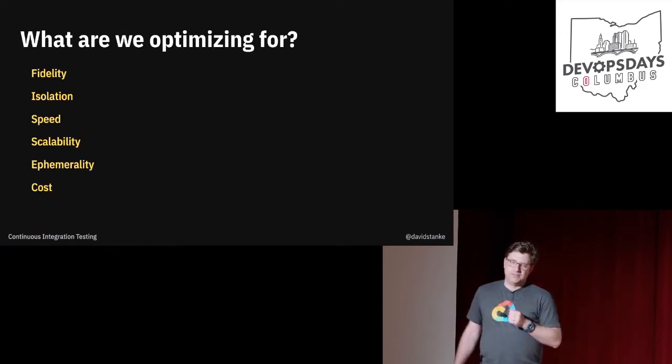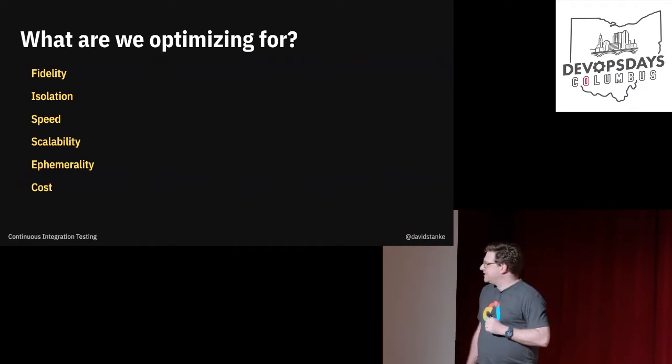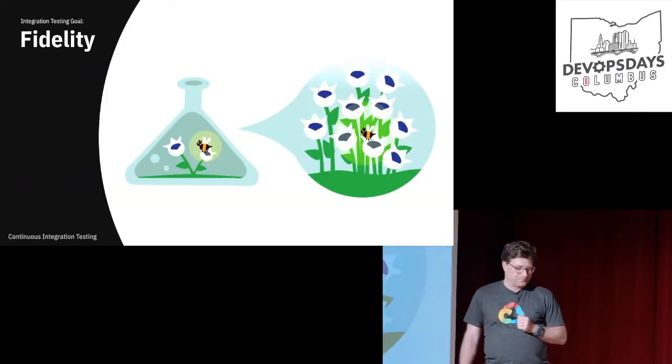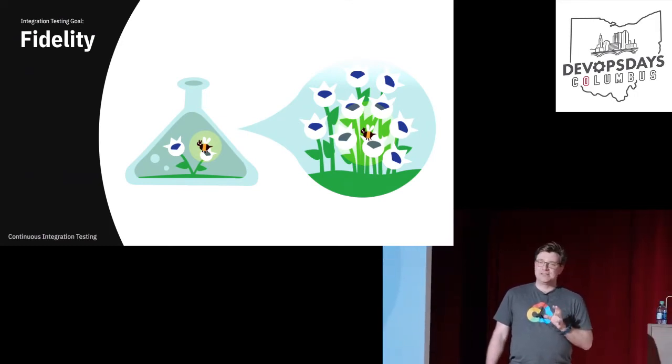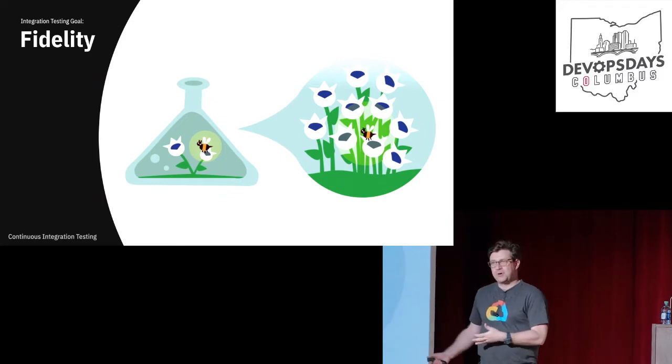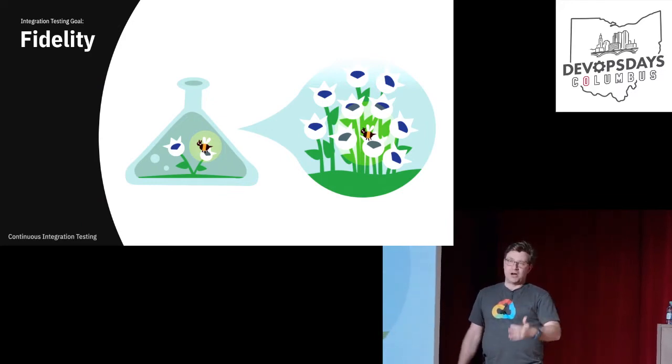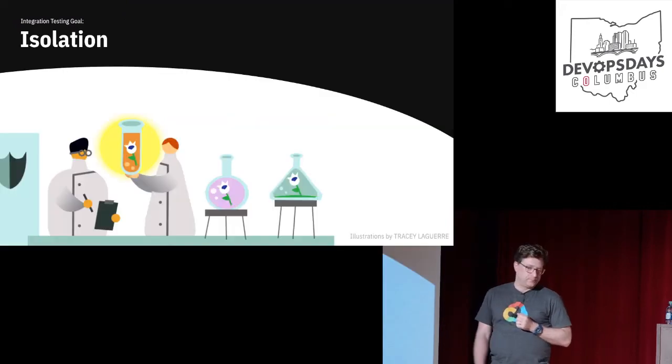What are we optimizing for when we're trying to create that system under test? We're optimizing for the big 6. Let's take a look. First of all, fidelity. How close to prod is this environment that we're creating? We want it to be as close as possible to give us the most predictive value. But then, the more and more it's like prod, probably the more it costs and the harder it is to spin up. So there's a balance to be struck there in terms of fidelity.